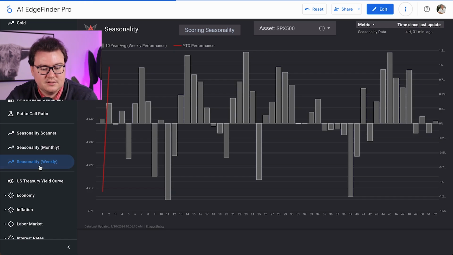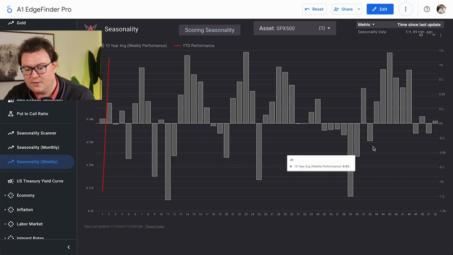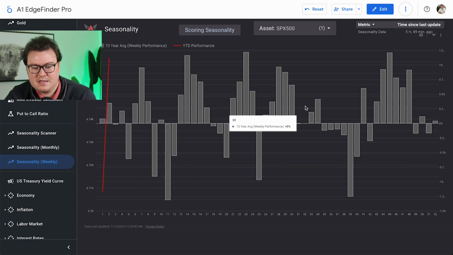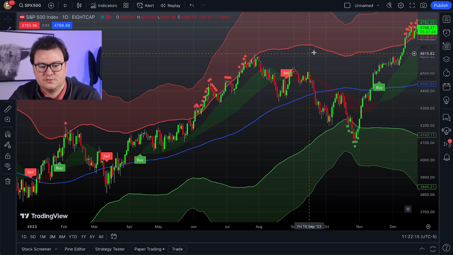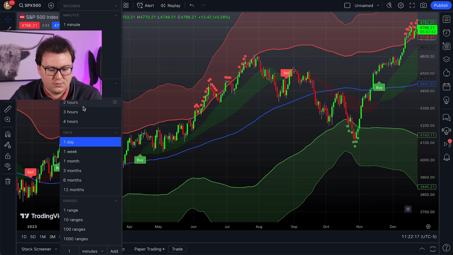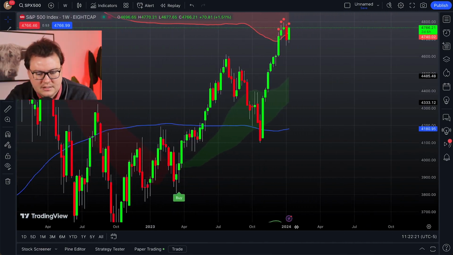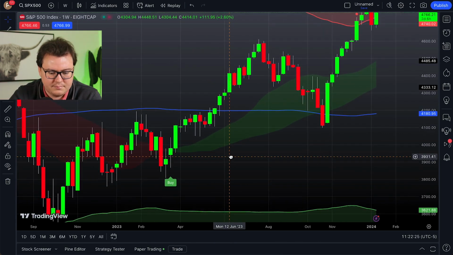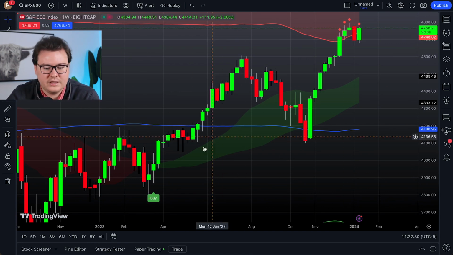Speaking of weeks, we can take a look at our weekly seasonality here. And this is a really cool chart because, again, you're looking at all 52 weeks of the year. And what do we see? It looks to me like most weeks for the S&P are positive, which again makes total sense. In fact, why don't we go even to the weekly chart? Here's the weekly chart. I'll zoom this out just a little bit, make it a little bit bigger. Here we go. So 2023 weekly chart.